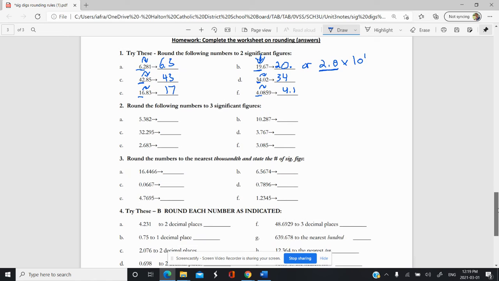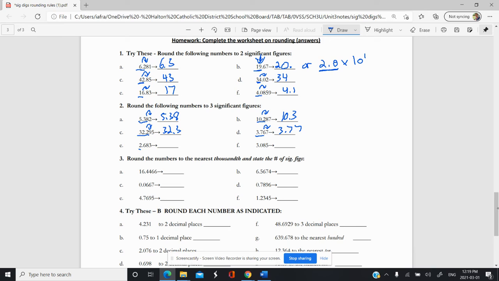Let's try an exercise where we round to 3 significant figures this time. So we want 3 significant figures right here. Look next door, we round down to 5.38. That's 3 significant figures. Here, we went up to here, so look next door, we round up to 10.3, 3 significant figures. Here, 1, 2, those are all significant there. We look next door, we round up to 32.3, 3 significant figures. Here, we want to go up to here, and we want to look next door, round up to 3.77, 3 significant figures.